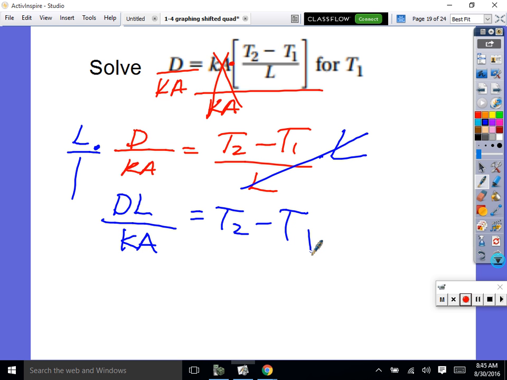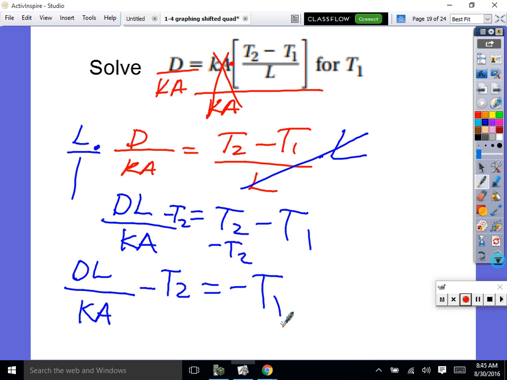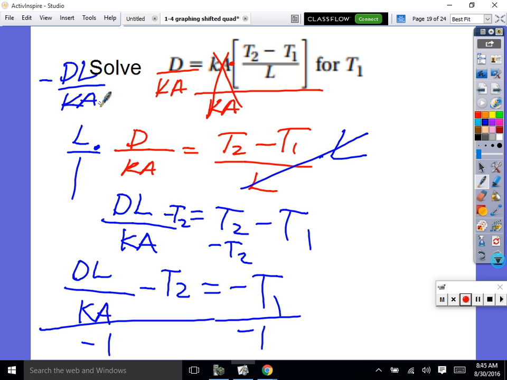Careful. Isn't this positive T2? So we would subtract T2 from both sides, right? Minus T2. So we have DL over KA minus T2 is equal to negative T1, right? Divide by negative 1, the entire side, all of it, by negative 1. This is really just negative in front, right? Negative DL over KA, and a negative divided by a negative is a positive, so plus T2 is equal to T1. And we solved for T1.